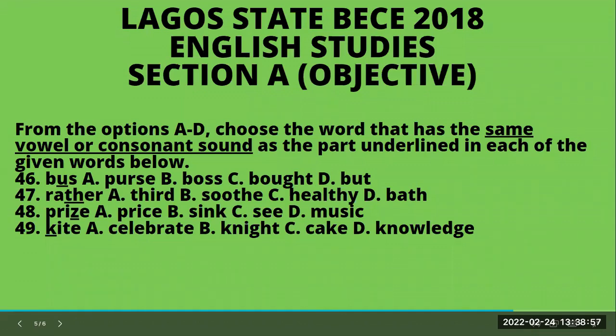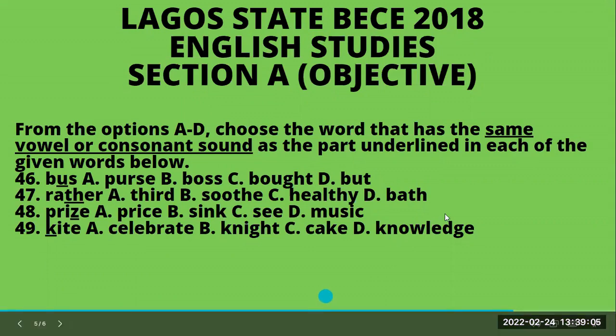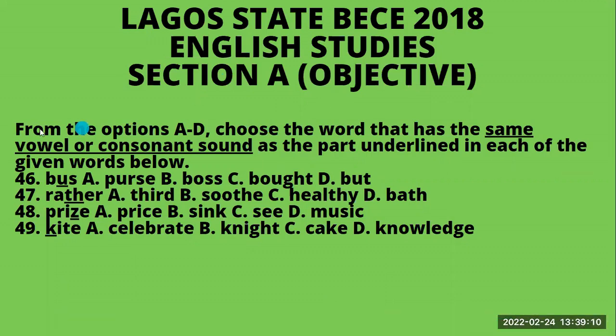We are now going to solve questions from the Lagos State Basic Education Certificate Examination of 2018, English Studies Section A objective. Now, the instruction is as follows. From the options A to D, choose the word that has the same vowel or consonant sound as the part underlined in each of the given words below. Now, question number 46. Bus, you see the letter underlined is the U sound, all right?